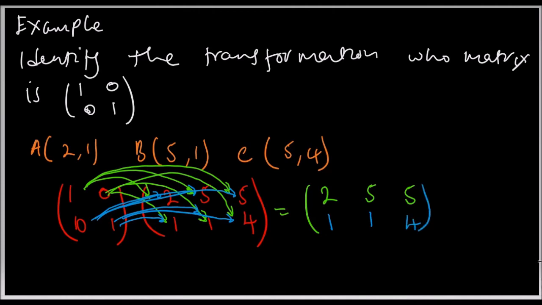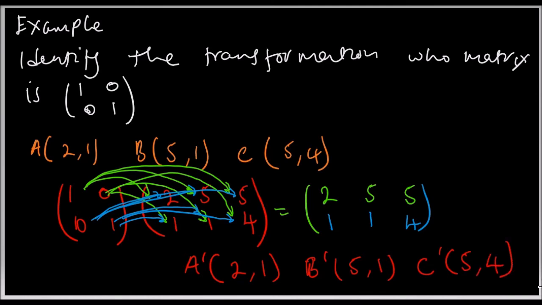So it means that since we have multiplied that, the coordinates of our image, that is A prime, will be (2, 1), B prime is (5, 1), and C prime is (5, 4). So it's upon us now to go ahead and plot these two triangles and see whether we'll be able to identify the transformation.